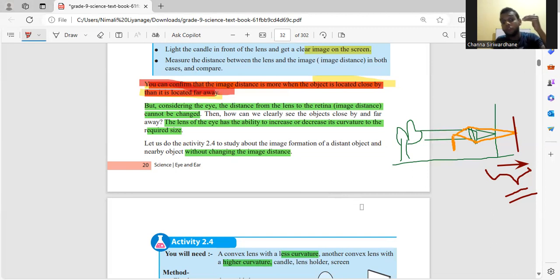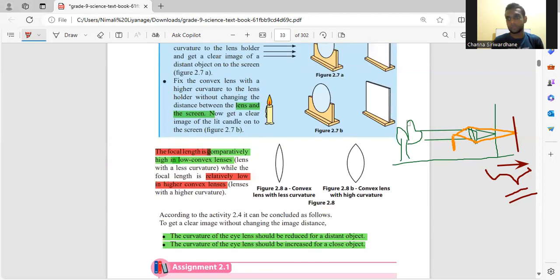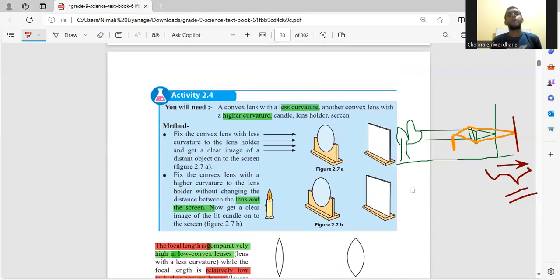Now, without changing the image distance. This is very similar to the function of our eye. This activity 2.4 shows you clearly the actual function of our eye. Right. Activity 2.4.